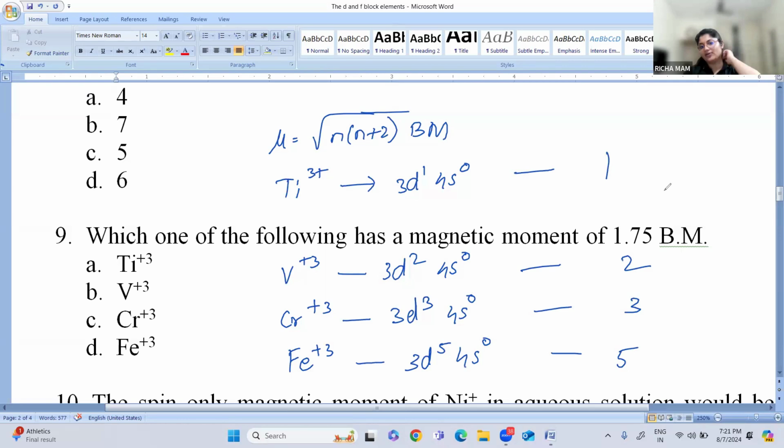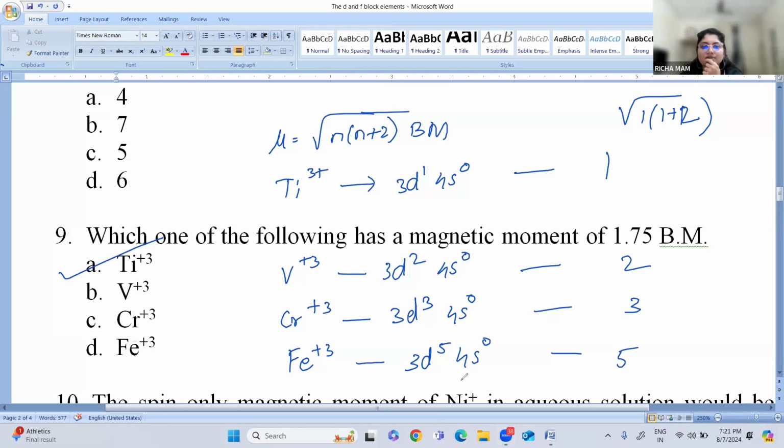If you put the values in this particular formula, if I put n is equal to 1, 1 into 1 plus 2, so 1 times 3 is 3. Square root of 3 is nothing but 1.75. So option number A. Yes, Sri Varuni and Lubna have answered it correct. So option number A will be the answer.